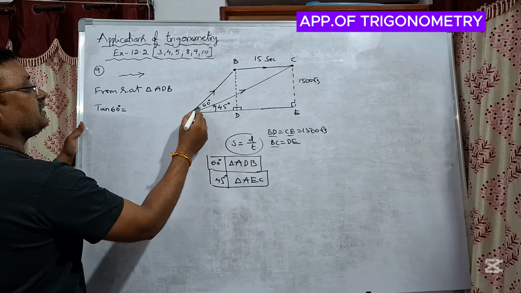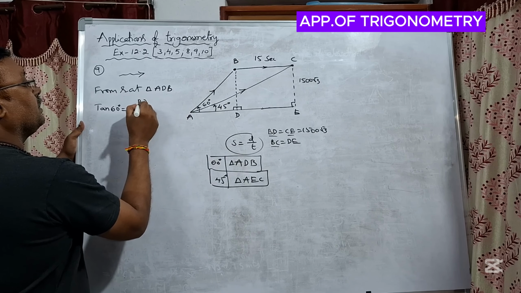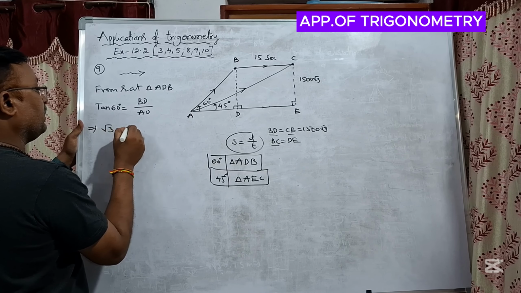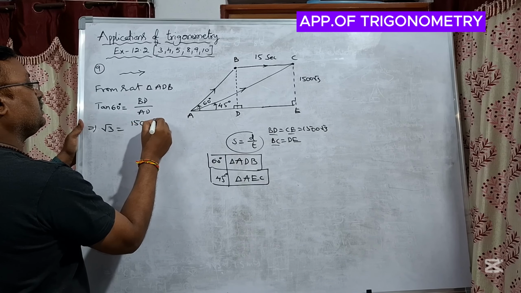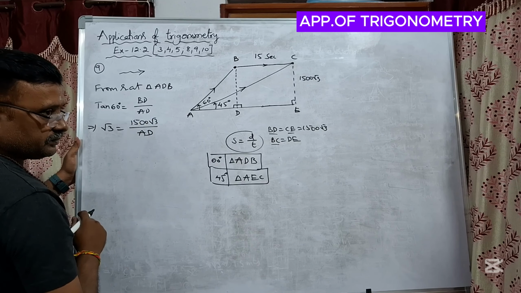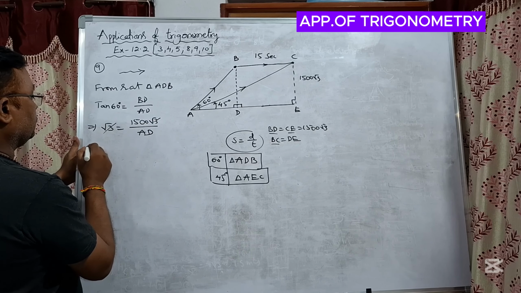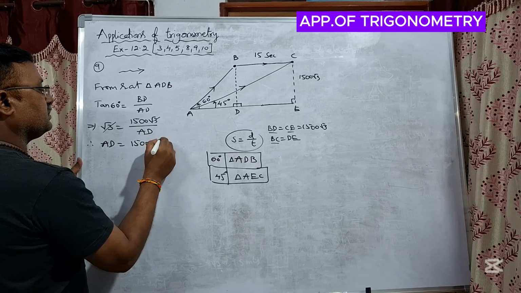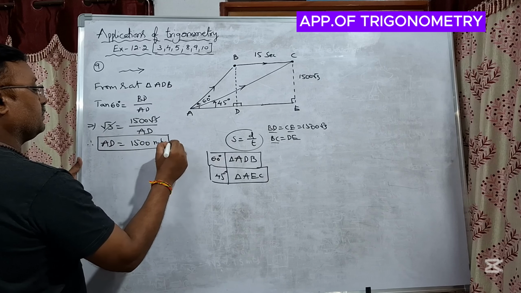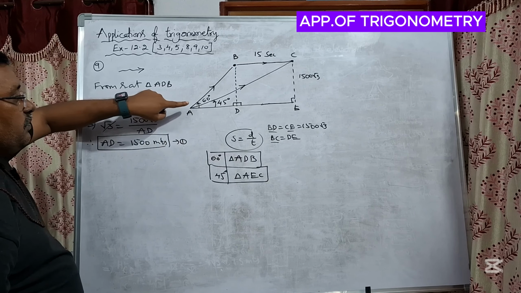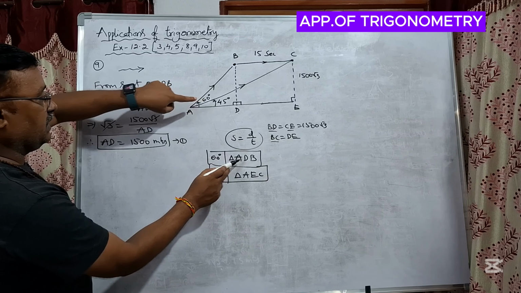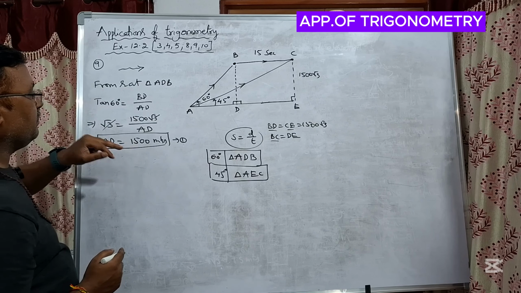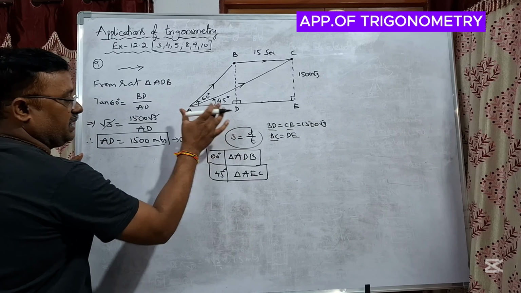Tan 60 means opposite BD by adjacent AD. This implies root 3 is equal to 1500 root 3 by AD value. Root 3 gets cancelled. By cross multiplication we got AD is equal to 1500 meters. Let it be equation 1. From the first angle, using its related right angle triangle, by applying the tan theta ratio value, we got the AD value, means this piece of the distance, AD.